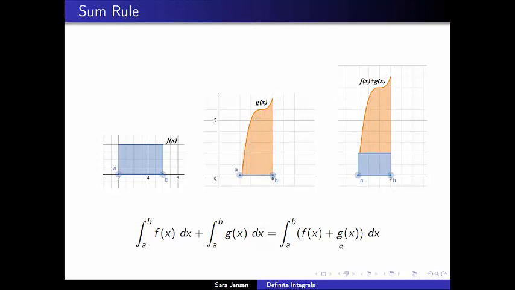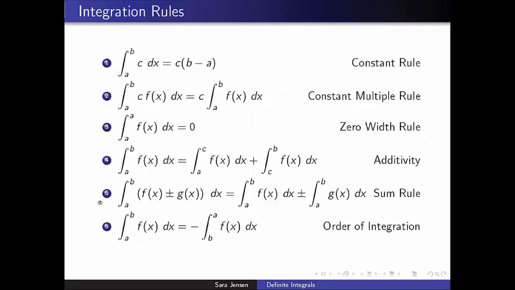All this equation is telling us is that I can first find the blue area and the orange area separately if I'd like, and add them together. Or I can add them together first and then do a single computation of area. Either way, I'm going to get the same answer. And that's all that's really being expressed with this sum rule, rule number 5, right here.